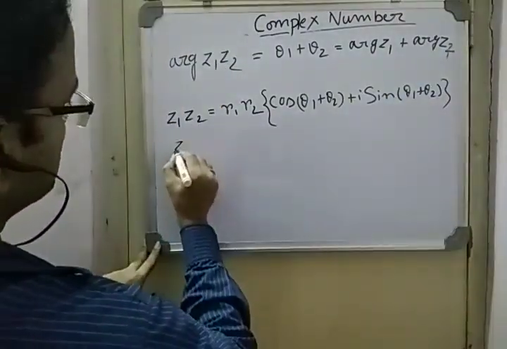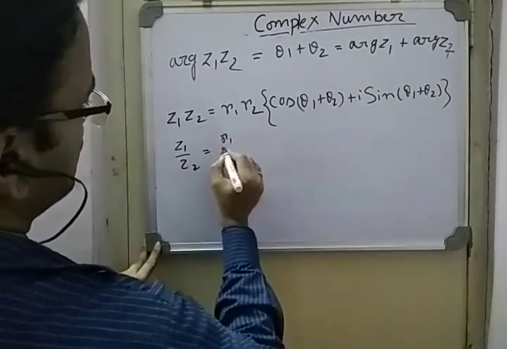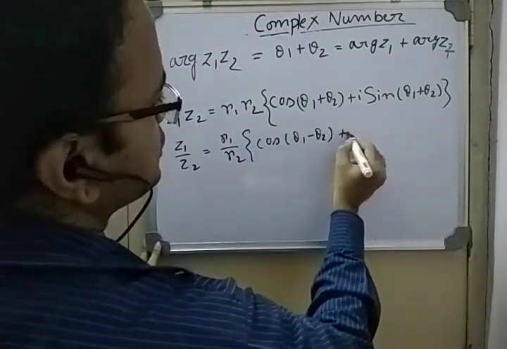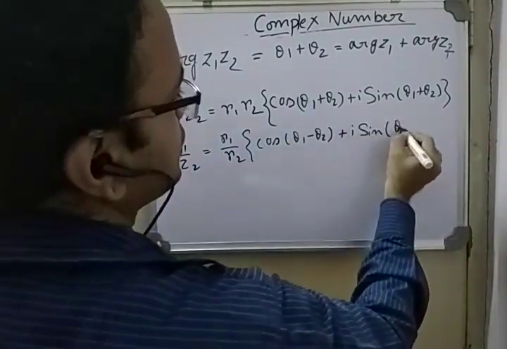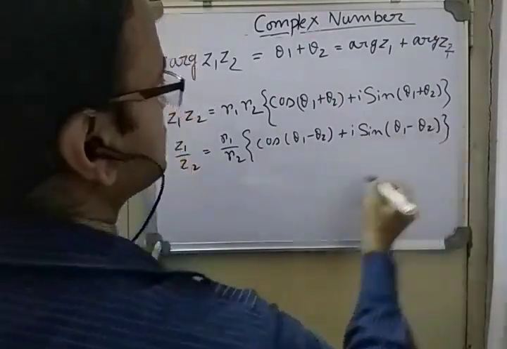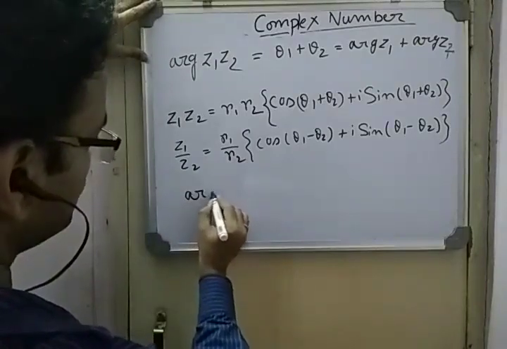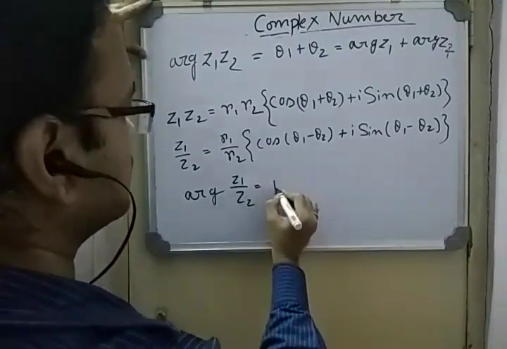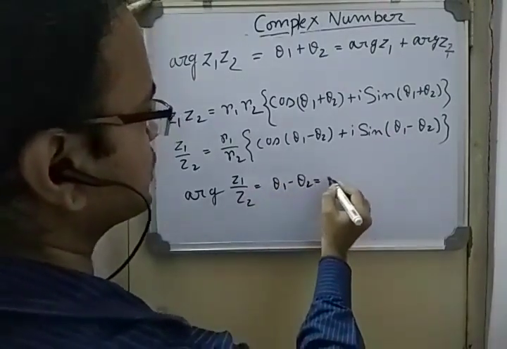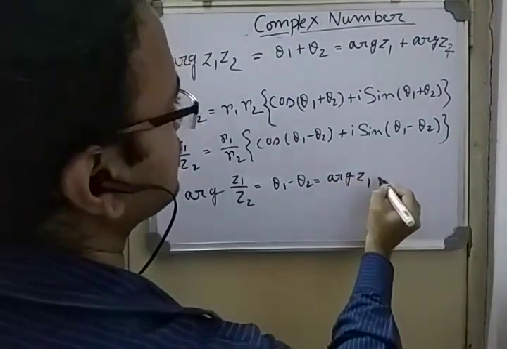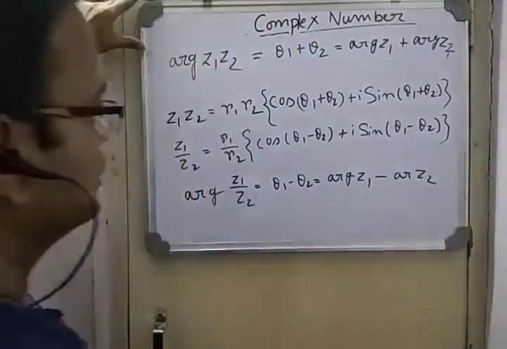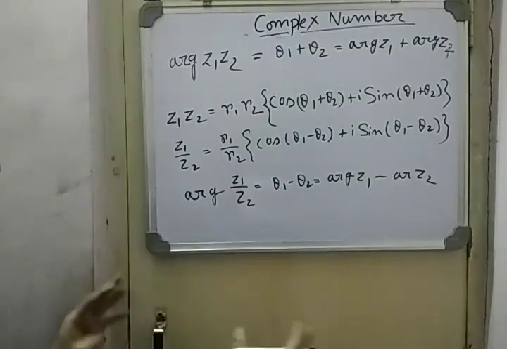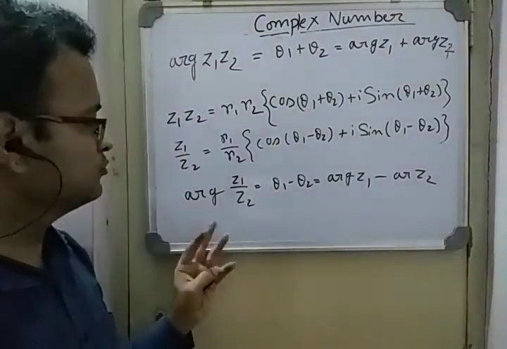Now for division, what was the value of z1 by z2? r1 by r2, and as I told you, for division the addition is replaced with subtraction. Theta 1 and theta 2 became theta 1 minus theta 2. So here we can say argument of z1 by z2 is theta 1 minus theta 2. So theta 1 is the argument of z1 minus the argument of z2. Always remember that these are the principal values of the argument. When nothing is mentioned, we always have to assume principal value.